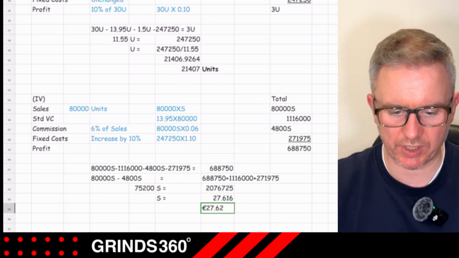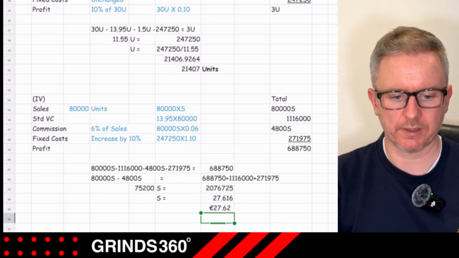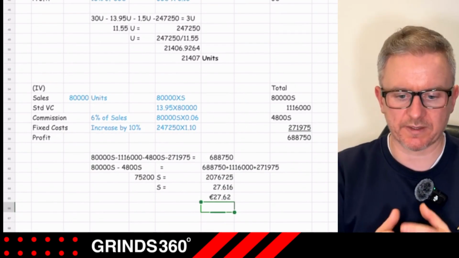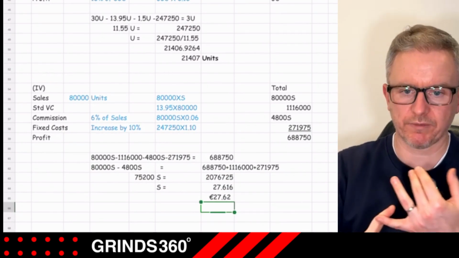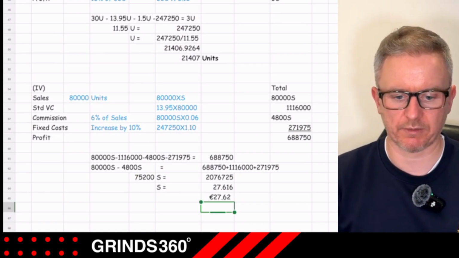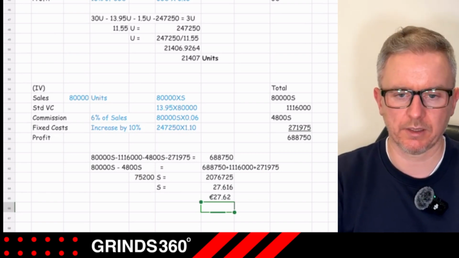So if we were to charge €27 and 62 cents, we will get the same profit that we wanted, the 688,750, allowing for an increase in our sales commission and also allowing for fixed costs to be increased. So 27.62, and again a high mark adjustment there.